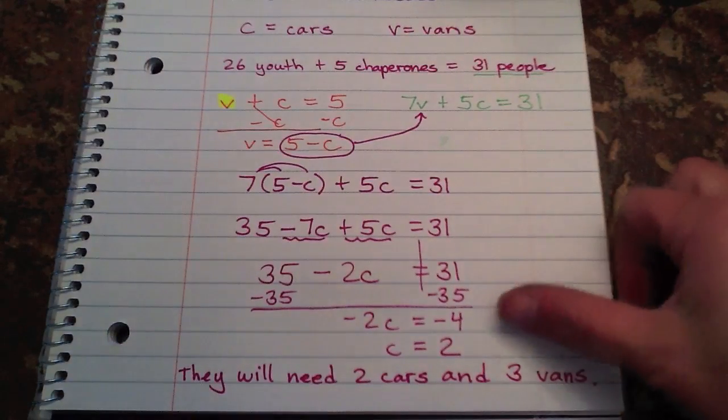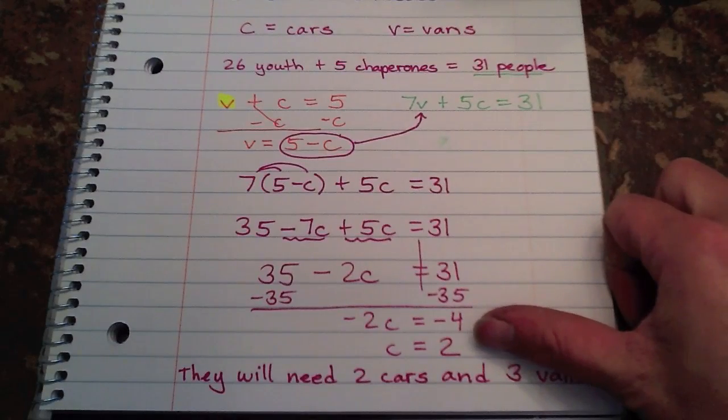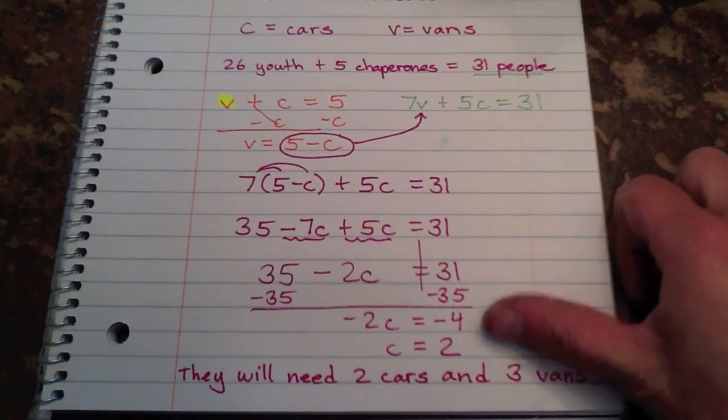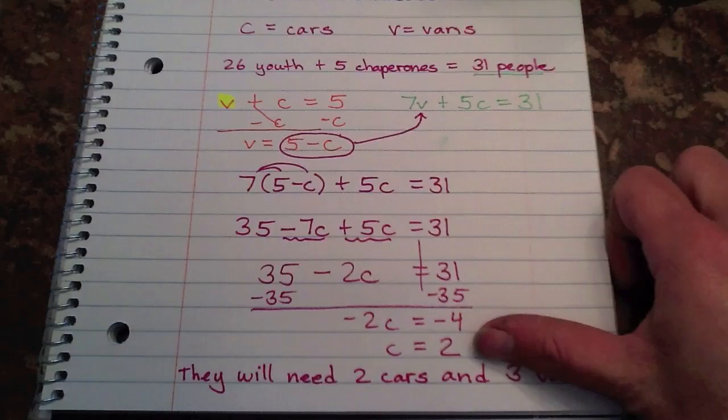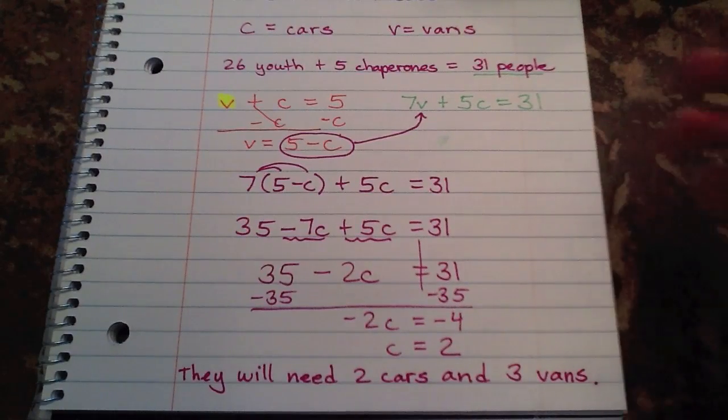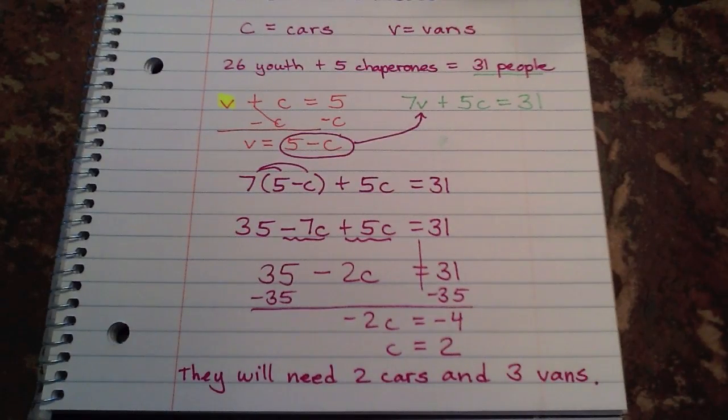Remember in real life, if you were to end up with a fraction or a decimal here, you would always need to round up no matter what you got in this sense, because you would need the space no matter what if there was part of a person there.